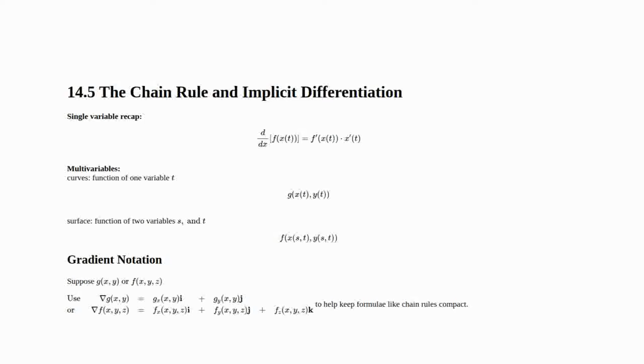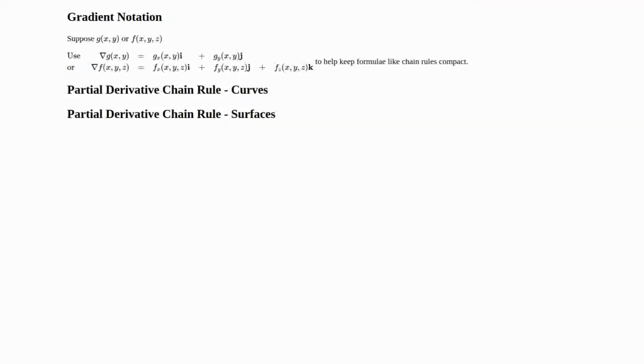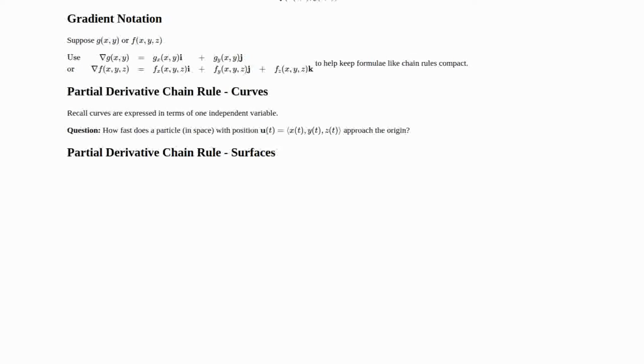Or similarly, in the three variable function f, the gradient has the partial derivative in x times the unit vector pointing in the x axis plus the partial derivative in y times the unit vector pointing in the positive y axis plus the derivative in z times the unit vector k pointing in the positive z direction. And these gradient notations will help us to keep our chain rules compact. Now, there are two different chain rules that arise when you're dealing with multivariable functions. Remember, curves basically have one independent variable, whereas surfaces have two. So we'll look first at curves.